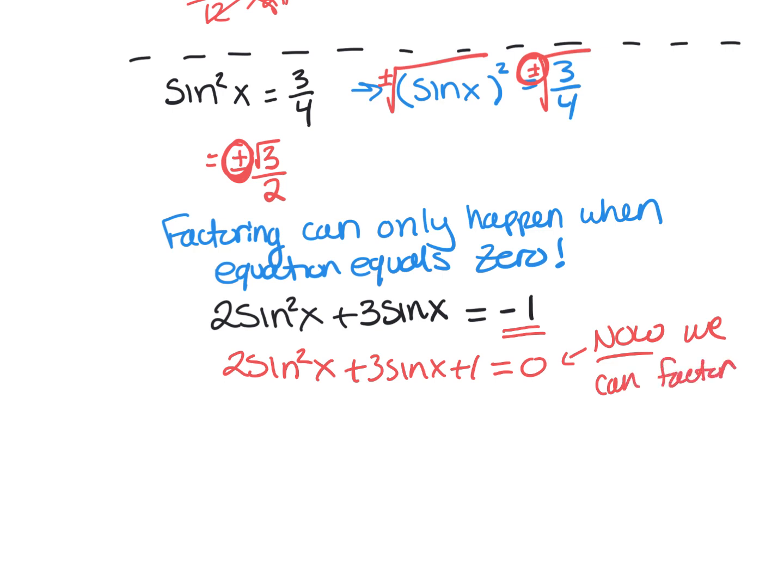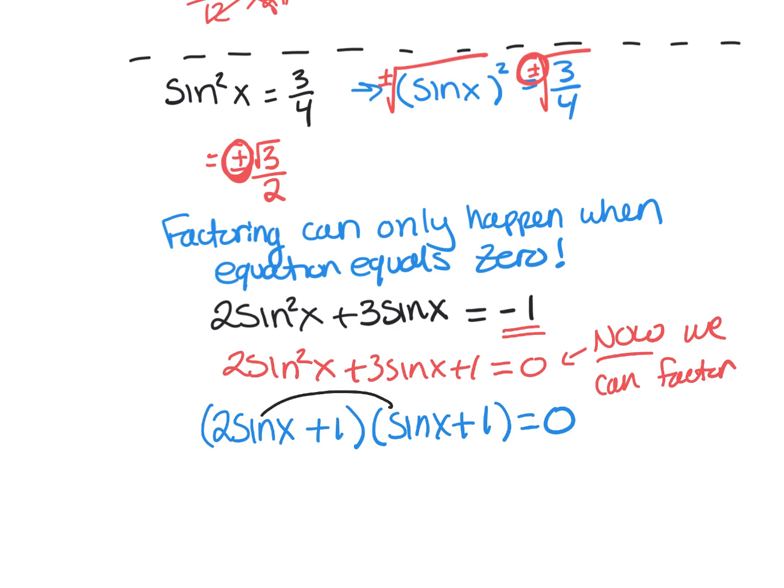So factoring this one, we'll have 2 sine of x plus 1 and sine of x plus 1 equals 0. Because if we distribute, we'll have our 2 sine x squared, and 2 sine x plus sine x gives us our 3 sine x, plus 1. So now you have your factors. Now you can set them both equal to 0 and solve for x from there. But you have to make sure you cannot factor until your equation equals 0.